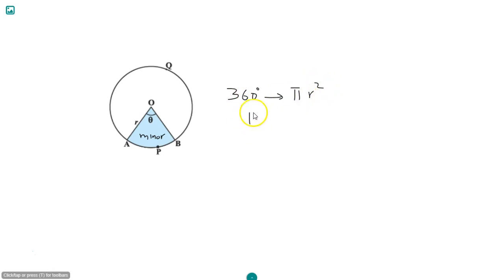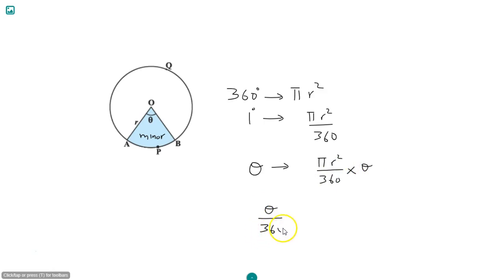So using the unitary method, for 1 degree the area is going to be pi r squared by 360, and for a sector with angle theta the area of the sector is going to be pi r squared by 360 into theta. You can also write this as theta by 360 into pi r squared. So that's the area of a sector.